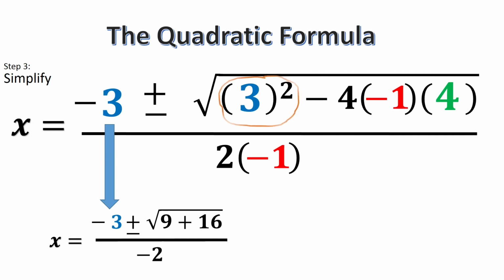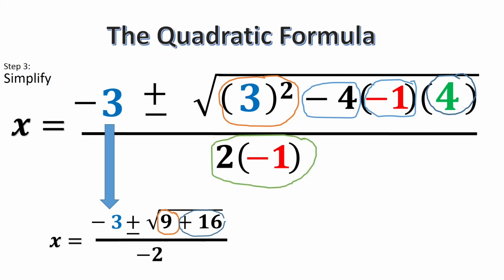3 squared is simply 9. We know that 3 times 3 is 9. Then we have negative 4 times negative 1. That equals positive 4. Positive 4 times positive 4 is positive 16. And so we have the square root of 9 plus 16 on top so far, and divided by 2 times negative 1, which is simply negative 2. That's one simplification. We're going to simplify it even further.